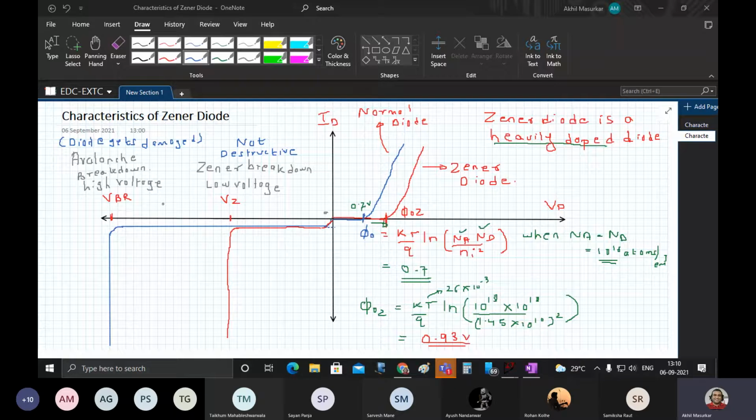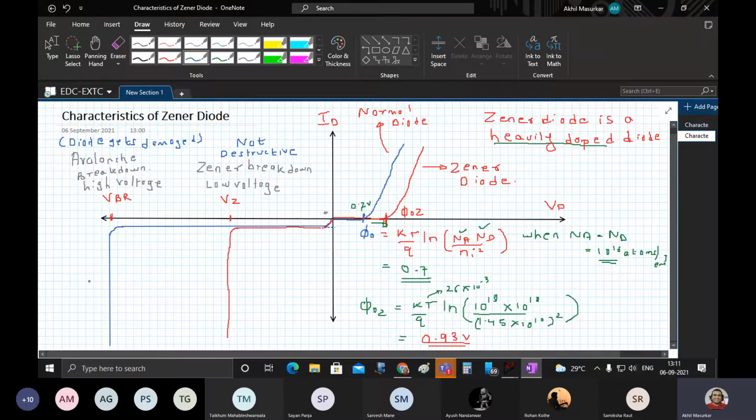see that only then the reverse voltage of the diode is very high, then only it can sustain that kind of a voltage. So generally this diode which is having a blue characteristics will be used for something called as rectification, and this red one we will call it as voltage regulation.